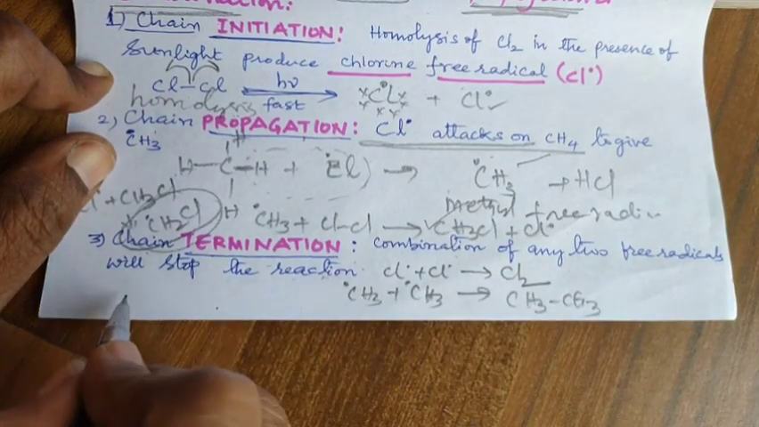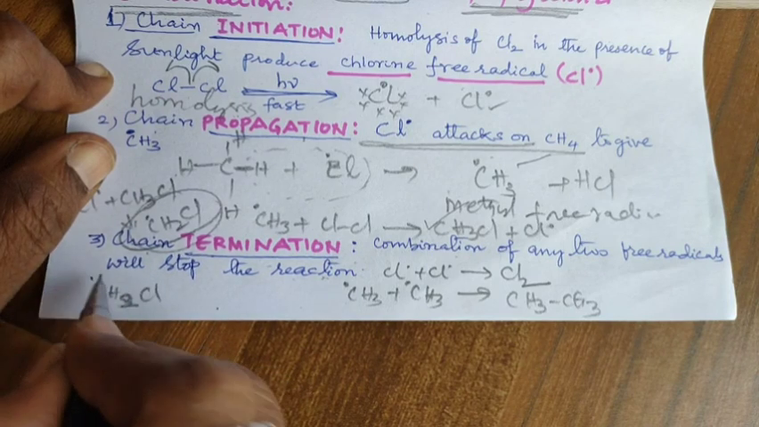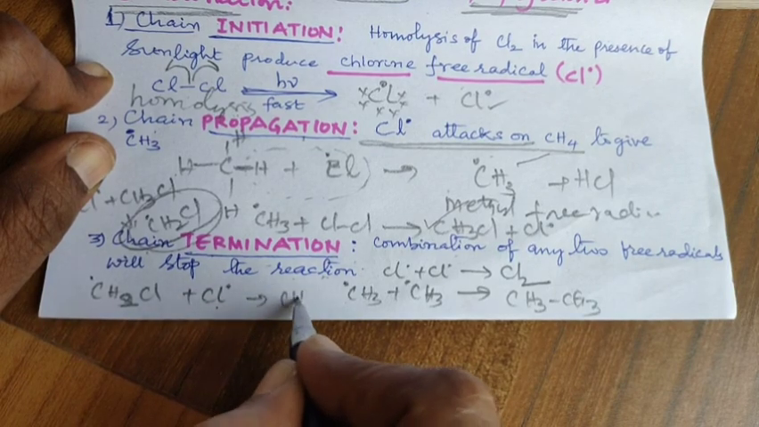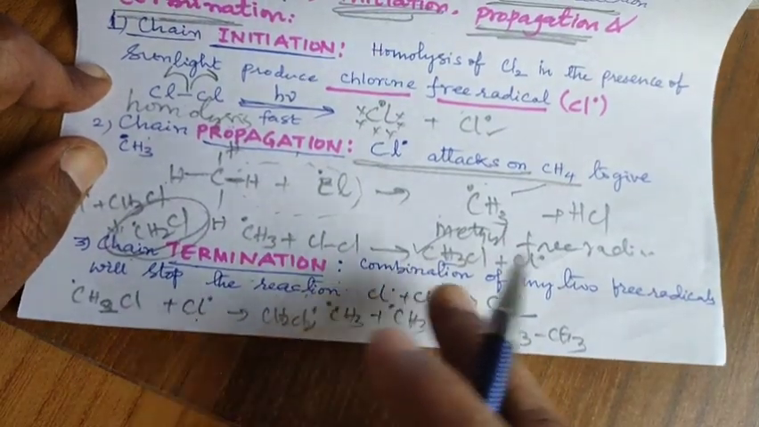Next one is CH2Cl free radical with Cl free radical gives CH2Cl2, and so on. It is going on, and these reactions are known as chain termination reactions.